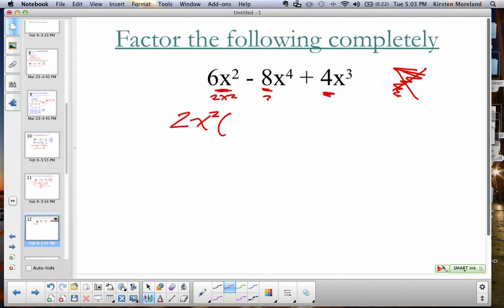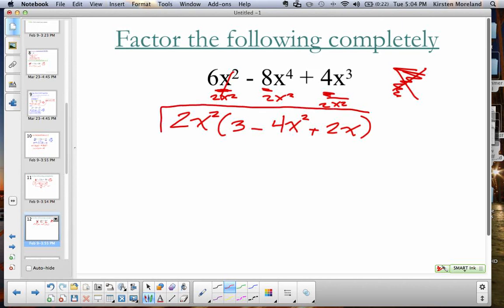So I'm basically dividing each one of these by 2x squared. So when I take 6 divide 2, I'm left with 3, and the x squareds are now gone. 8 divide 2 is 4, and I have an x to the 4th, but I'm taking away 2 of them, so I'm left with x squared. 4 divide 2 is 2. I have an x to the 3rd, divide x squared, so I'm just left with an x. And that would be my final answer on this one. There should be no more factoring involved.